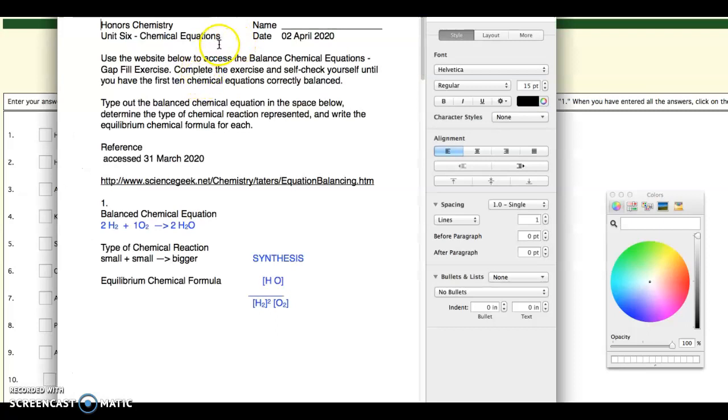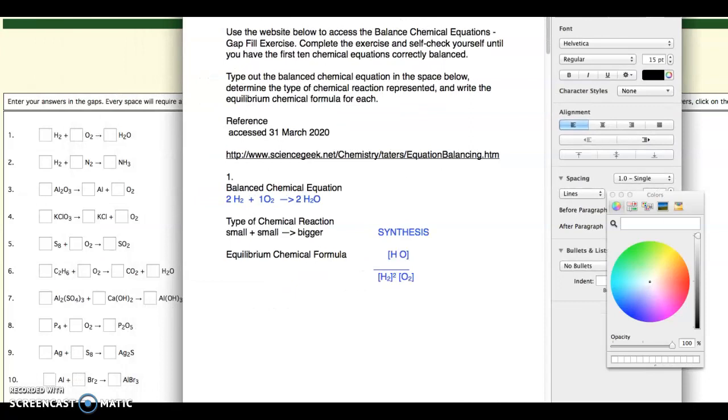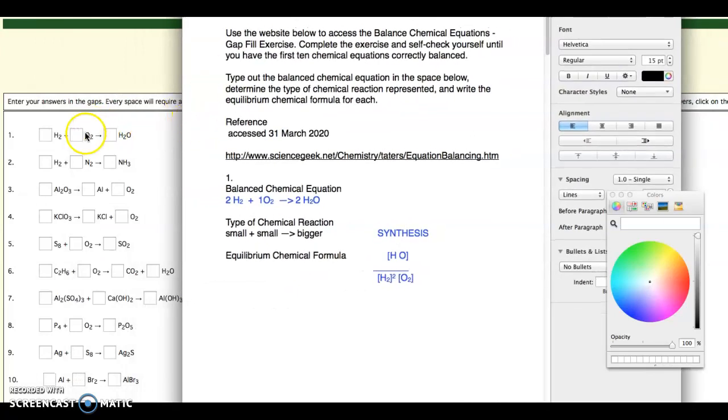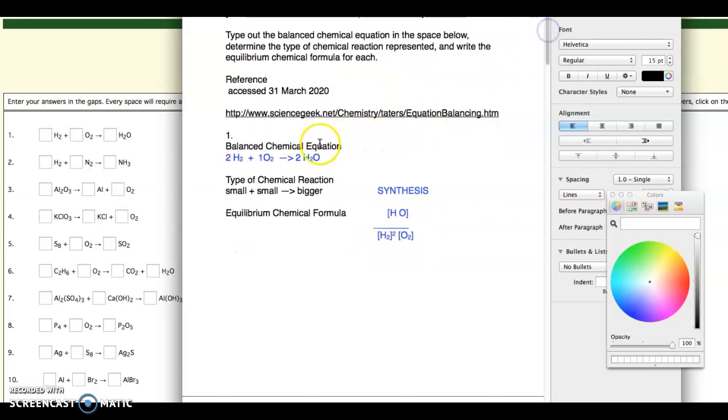You're going to have a sheet just like this. I've got the first one worked for you. As you can see, you just click the numbers in. You could have an extra worksheet to work on, but what I want you to do is turn in a sheet that looks like this. All you have to do is fill in the answers. Write the balanced chemical equation right there. For the type of chemical reaction, put down synthesis, since small plus small is big. And we put this in as the equilibrium.